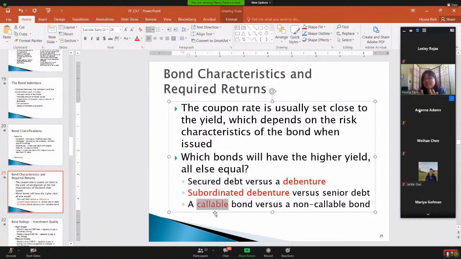So at the beginning, coupon rates and yields are set to be similar, but coupon rates are fixed, while yield changes with the market rate. So that makes all the interesting things in the bond market.